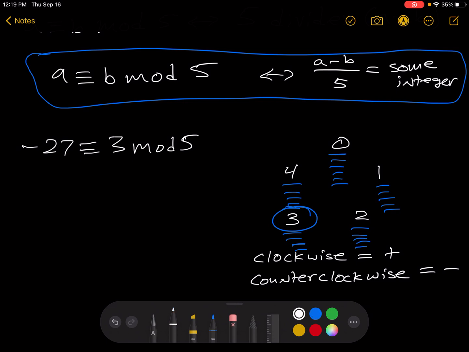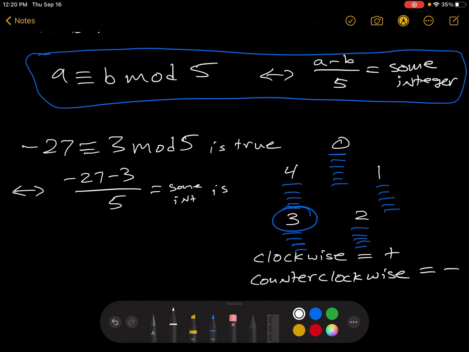That's it. Now, maybe we miscalculated, right? Well, we could just use this thing right here to check, since the things circled in blue above are equivalent ideas. This is true if and only if negative 27 minus 3 over 5 equals some integer.